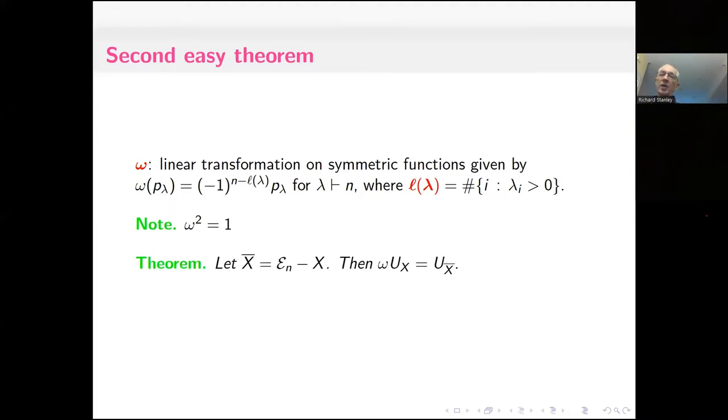And the theorem is that if you let X bar be the complement of X, the elements of E_n that are not in X, then omega of U_X is just U of X bar. So I will leave that as an exercise due to lack of time, but it's a simple result.